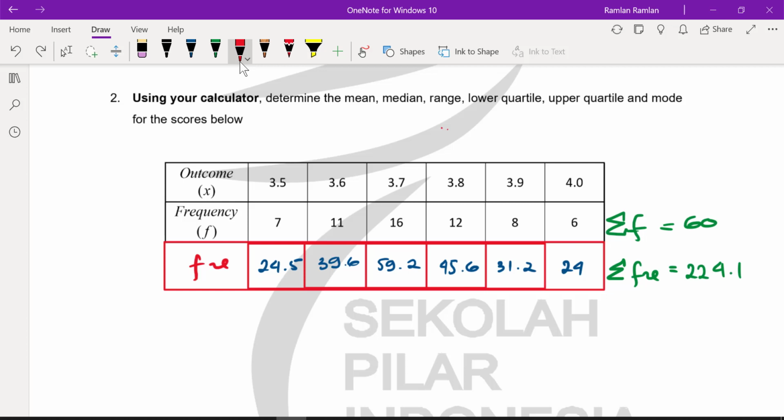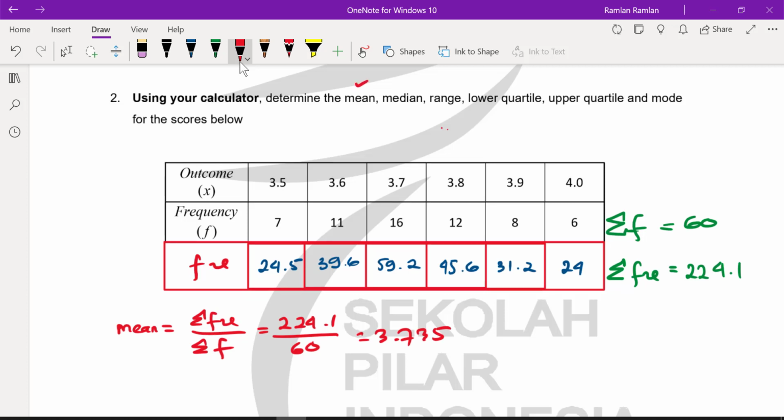Okay, but if you want to do it manually, the mean will be just equal to the sigma fx divided by the sigma f. So you only need to divide these two numbers. Remember, sigma fx divided by sigma f. So it will be 224.1 divided by 60, and that will be equal to 3.735. Okay, that is for the mean.